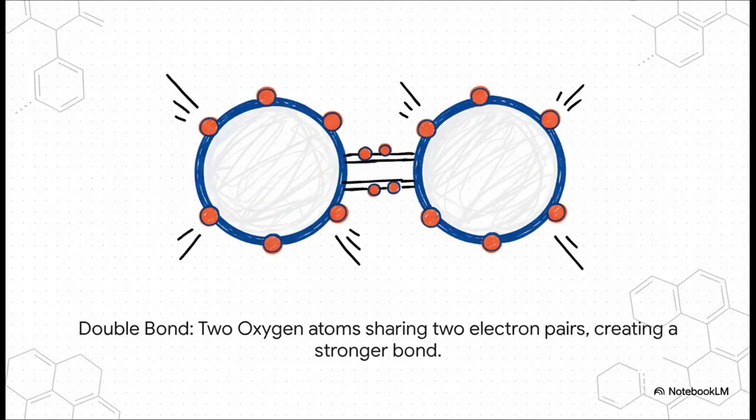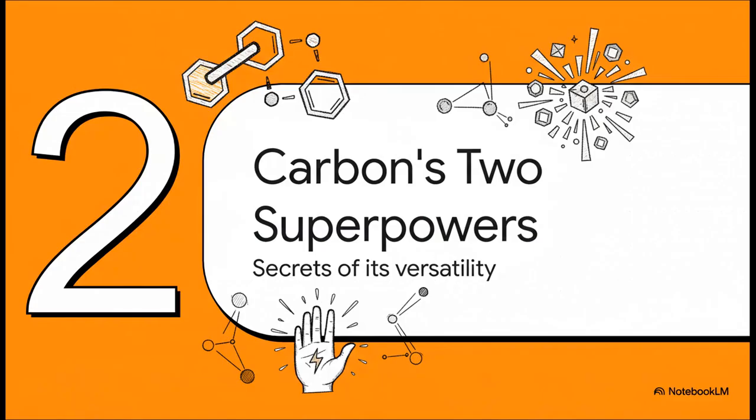Okay, now let's level up and look at oxygen. An oxygen atom has 6 valence electrons, and it needs 2 more to be happy. So, 2 oxygen atoms will each share 2 of their electrons. This creates 2 shared pairs between them. This is called a double bond, and it's even stronger than a single bond. We draw it with 2 lines. Easy peasy.